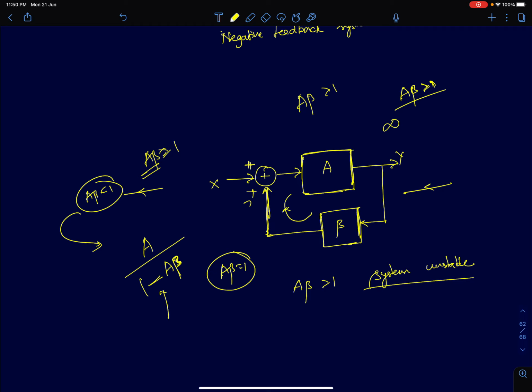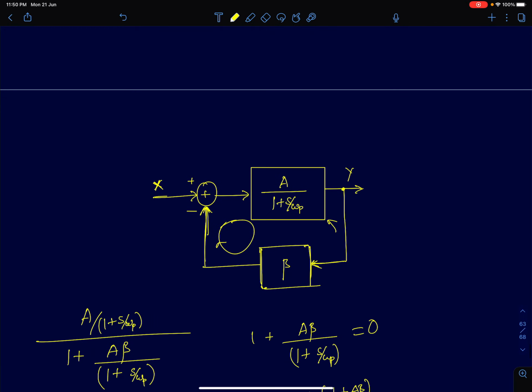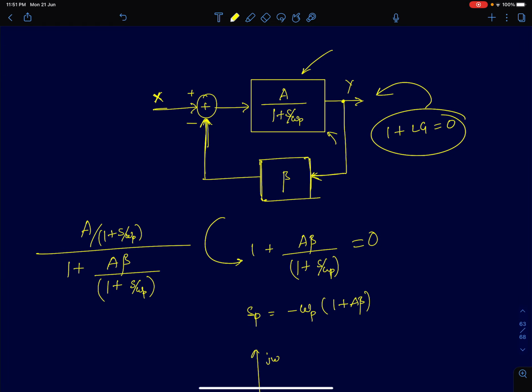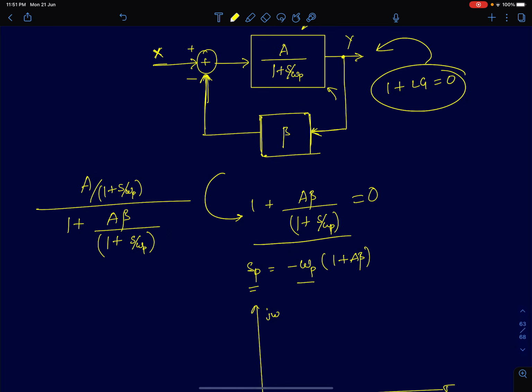To understand this in slightly greater depth, we will use a more practical model for the amplifier. I'm going to introduce just one pole in the amplifier, and we'll see what happens to this pole as the loop gain is varied. Generally, to find the closed loop poles, we just have to equate 1 plus loop gain equal to 0. That's your denominator of the transfer function. So 1 plus loop gain here is simply 1 plus A beta by 1 plus S by omega p. And if you solve this, you get the pole as omega p into 1 plus A beta.